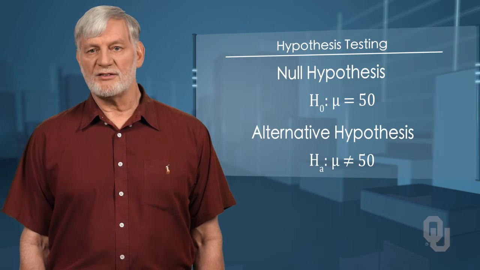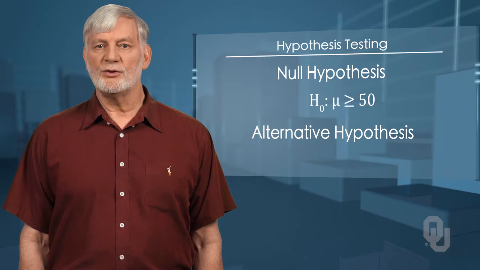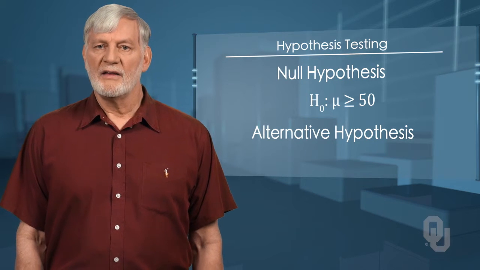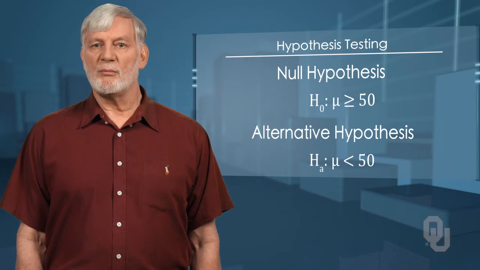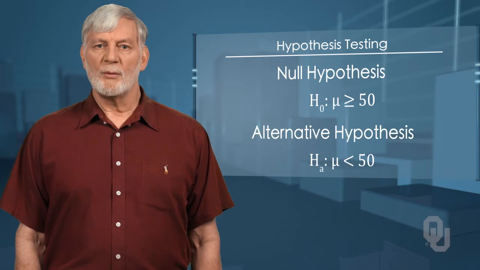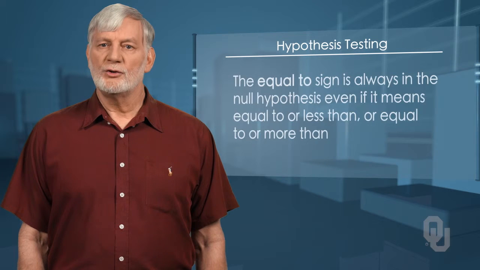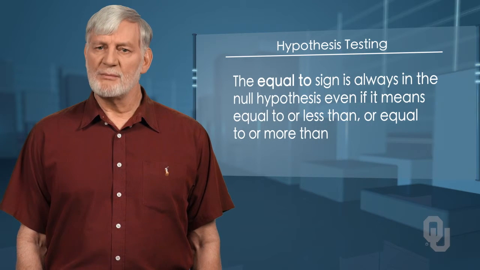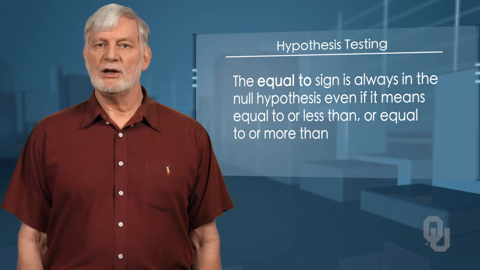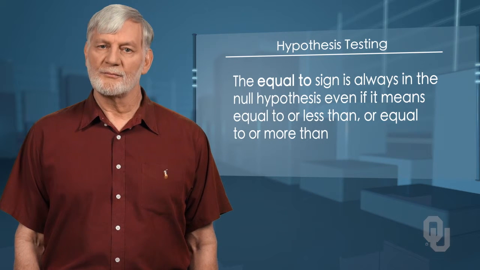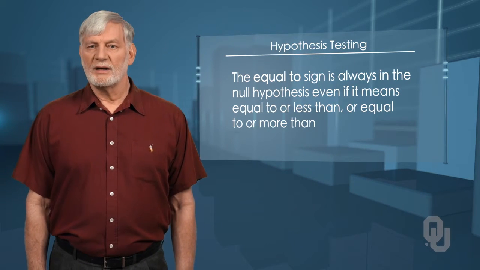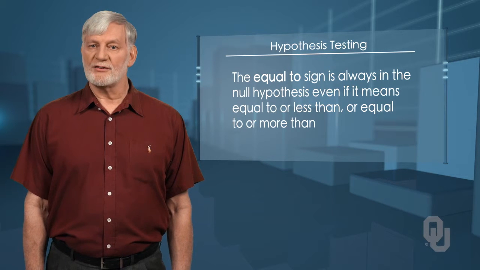If the null hypothesis is that the mean is equal to or greater than 50, then the alternative will be less than 50 to cover all possible numbers. By way of convention, the equal to sign is always in a null hypothesis, even if it means equal to or less than, or equal to or more than. Most important is what statement goes in a null hypothesis.